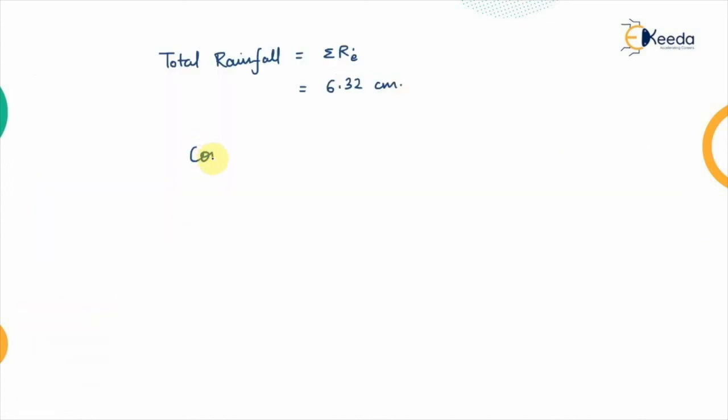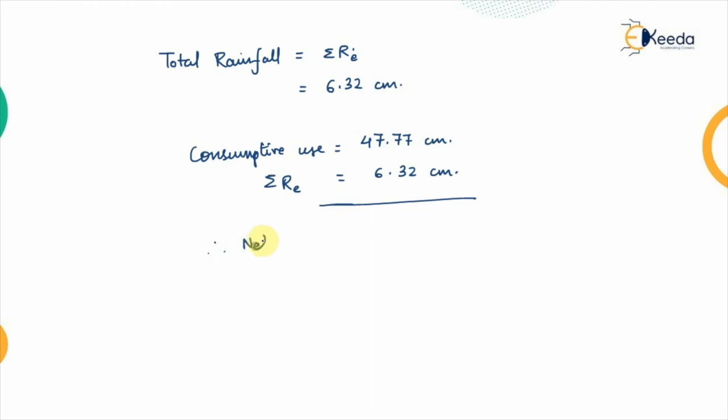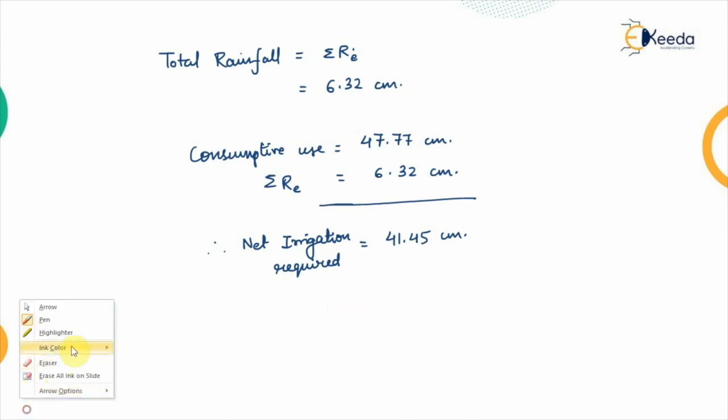Now we know the consumptive use which is required in the entire season, and that is equal to 47.77 centimeters. Then we know the effective rainfall, that is 6.32 centimeters. That means out of the total water which is required, 6.32 has been fulfilled by nature. Therefore, the net irrigation which is required now, to be fulfilled with the irrigation supplies, will be the difference of these two values. And if we take the difference, it comes out to be equal to 41.45 centimeters. This is the net irrigation which is required for the growth of the jowar crop in a particular region at a particular duration of the year.